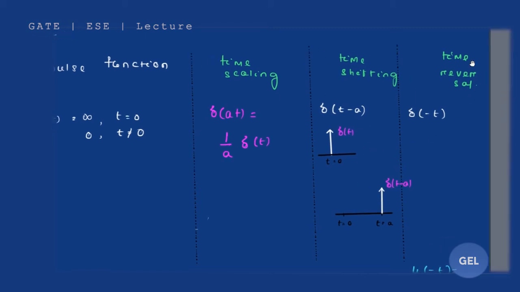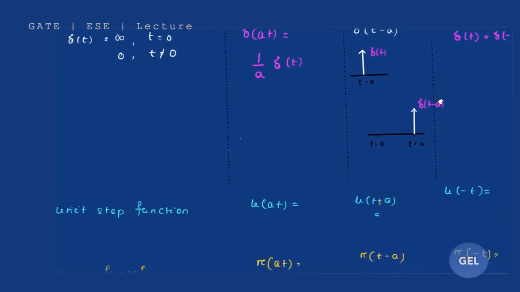It's a simple thing. Time reversal, always remember, delta of t is equal to delta of minus t, because at t equals to 0 the function actually looks like this. Now it actually looks like an even function. We'll get clarity when we draw. This function is at a microscopic level. So for delta of t and delta of minus t, you can't do the reversal, you can't do the folding of this curve. That is why delta of t is always equal to delta of minus t. Please remember these three points.